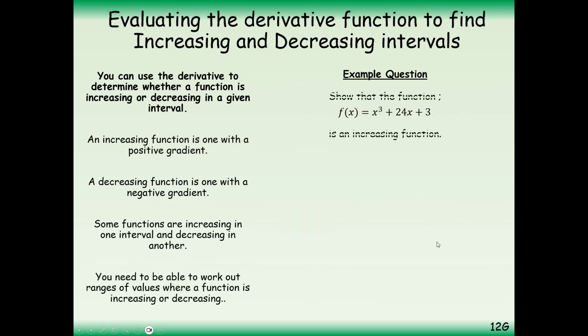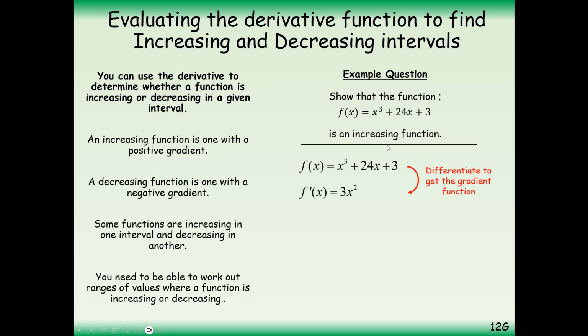So in this example, we have been given a function which is a cubic function. It says, show that this function is increasing. So what we need to do is find the derivative and see what the derivative looks like. Finding the derivative after applying the power rule is 3x squared plus 24.